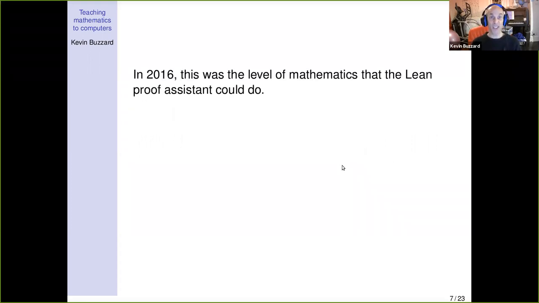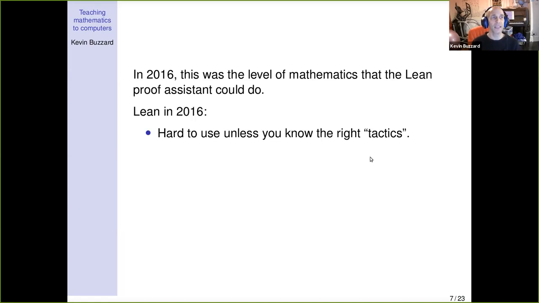And secondly, what does it do? So in 2016, this was the kind of mathematics that this toy could do, the Lean proof assistant it's called. It could prove things by induction. It could prove the square root of 2 was irrational, basic stuff that we teach to the first years.